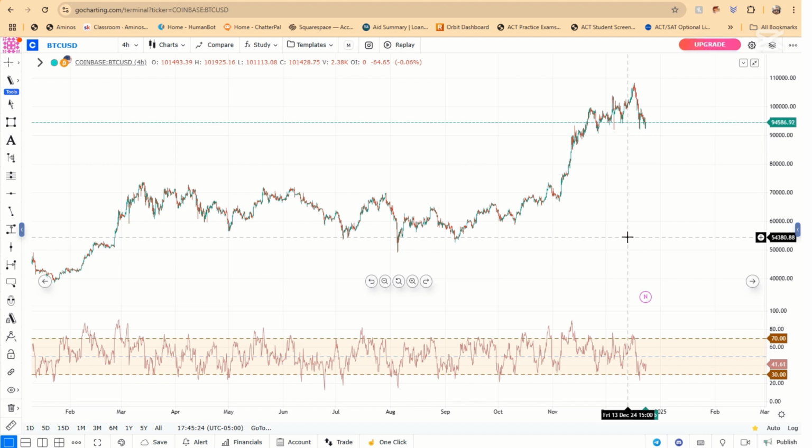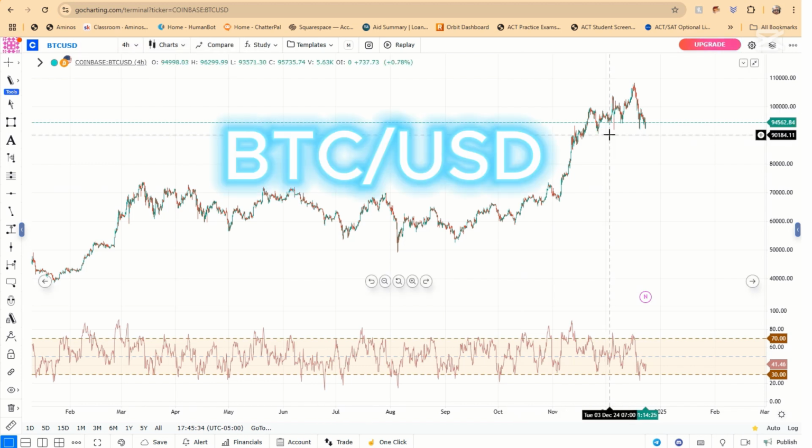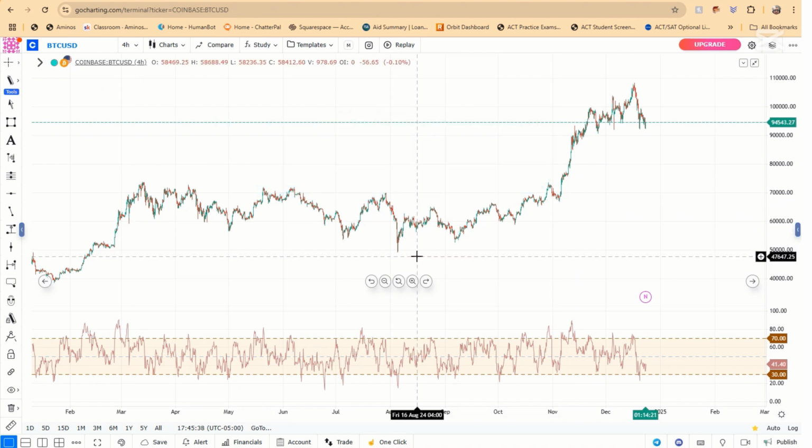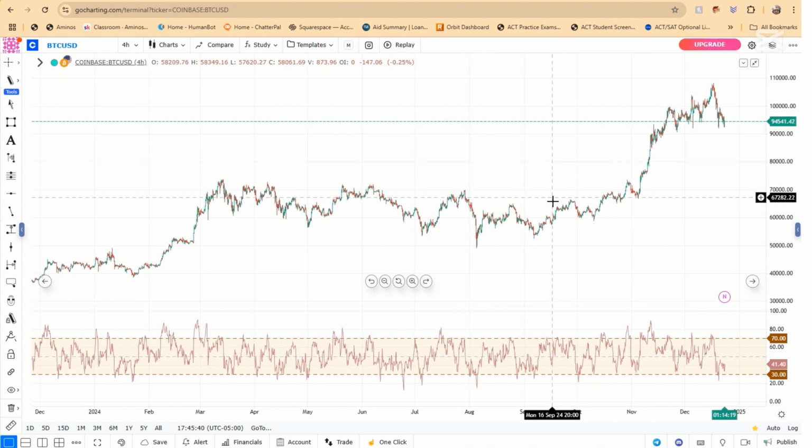Joseph here. We're going to be talking about 5 indicators you need to use on your charts. What we're looking at right now is Bitcoin versus US dollar, so BTC USD. You can do this on any chart you want, of course, but today we'll be looking at Bitcoin.